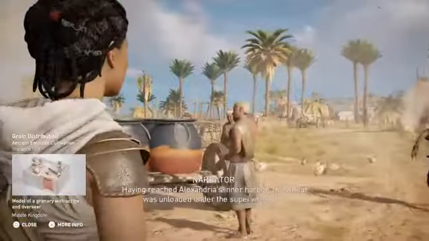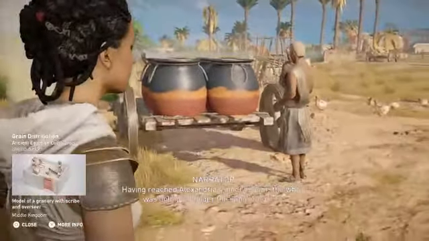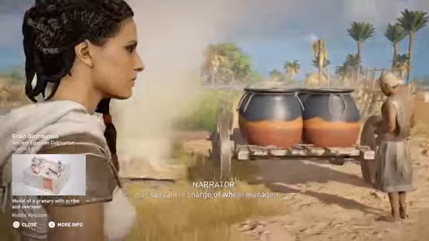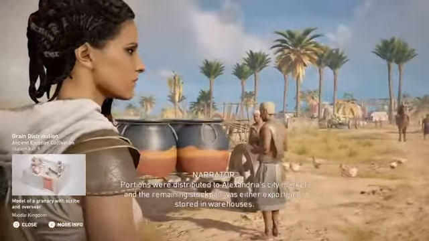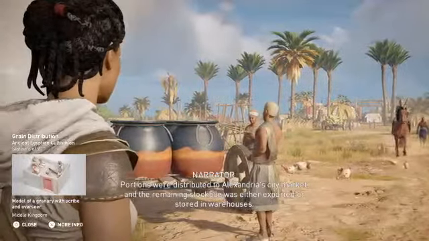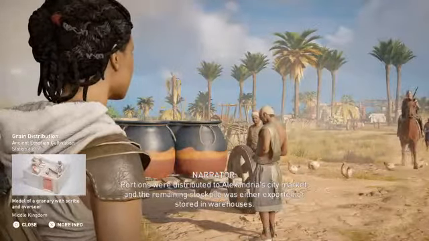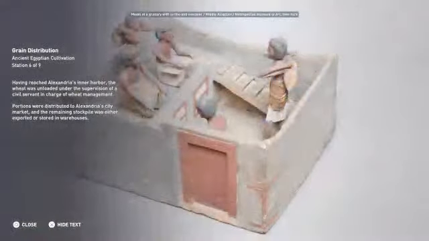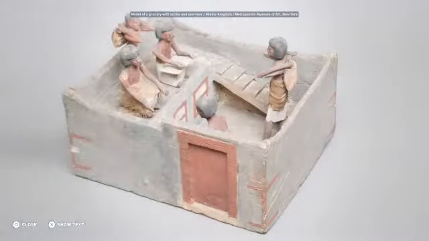Having reached Alexandria's inner harbor, the wheat was unloaded under the supervision of a civil servant in charge of wheat management. Portions were distributed to Alexandria's city market, and the remaining stockpile was either exported or stored in warehouses. You see an image of a model of a granary with a scribe and overseer, Middle Kingdom, Metropolitan Museum of Art in New York.